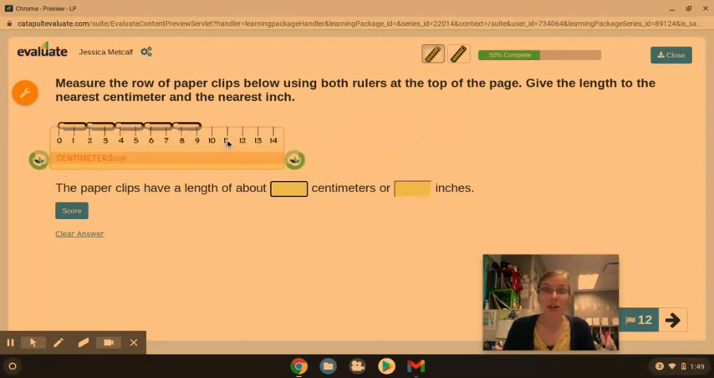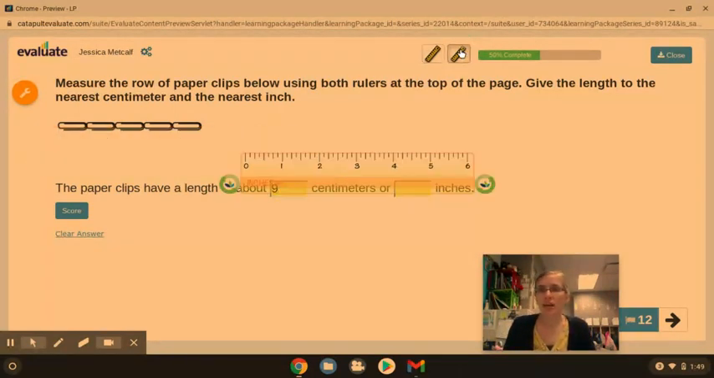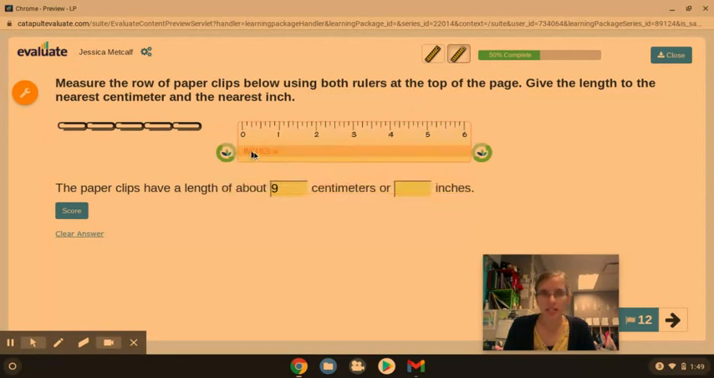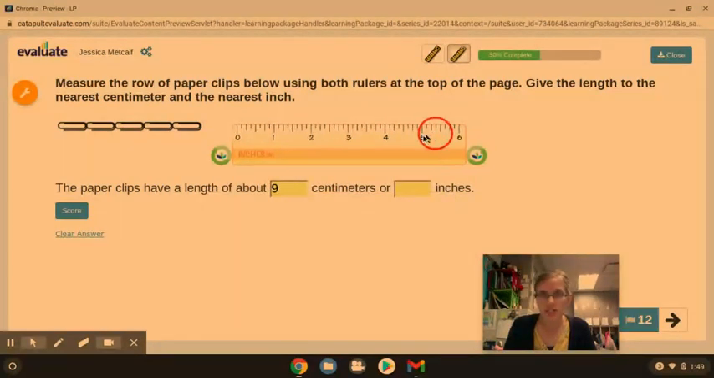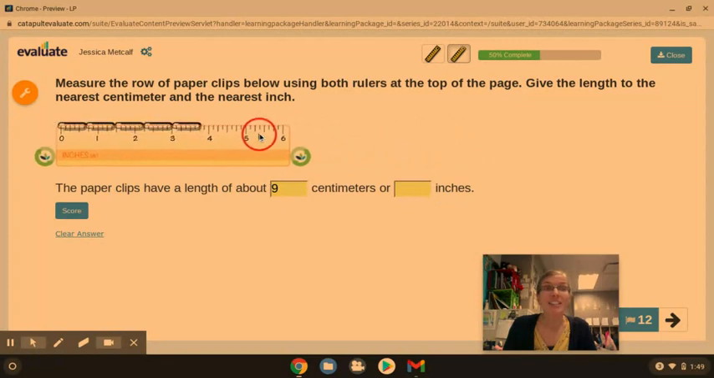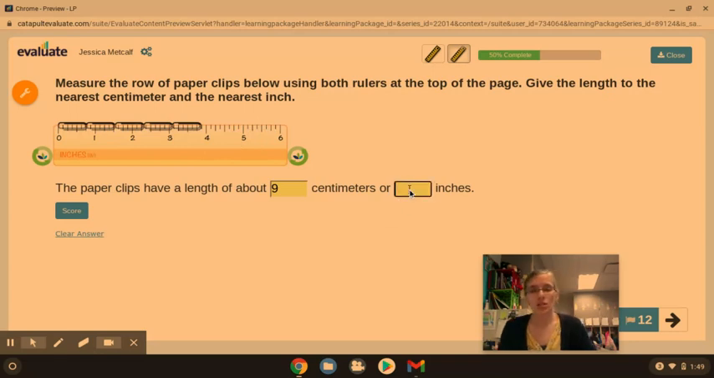Okay, and we line it up at the 0. Everybody say 0. And what number is it closer to? This one is definitely closer to 9. It is not closer to 10. So I'm going to type in 9 in this box. And then I need to pull my other one up for inches. Notice it says inches here, inches. Lining it up at the 0 tick, say 0. And then what number is it closer to? This is closer to 4.